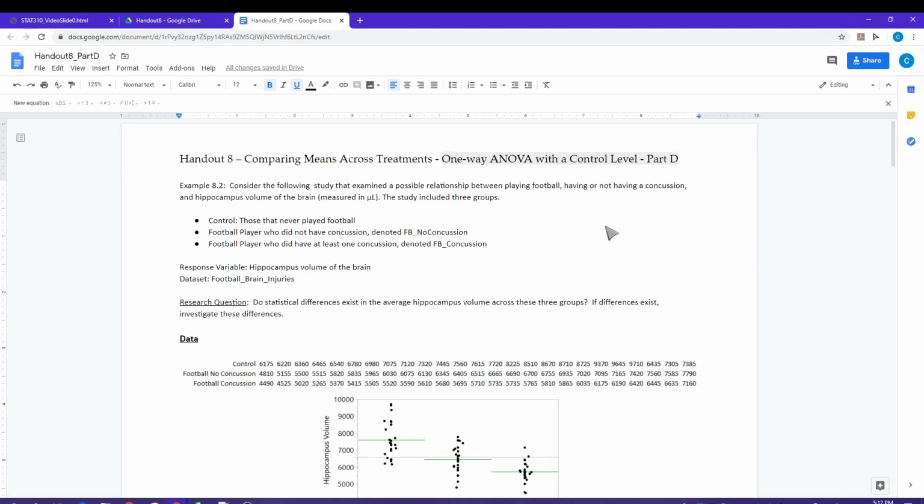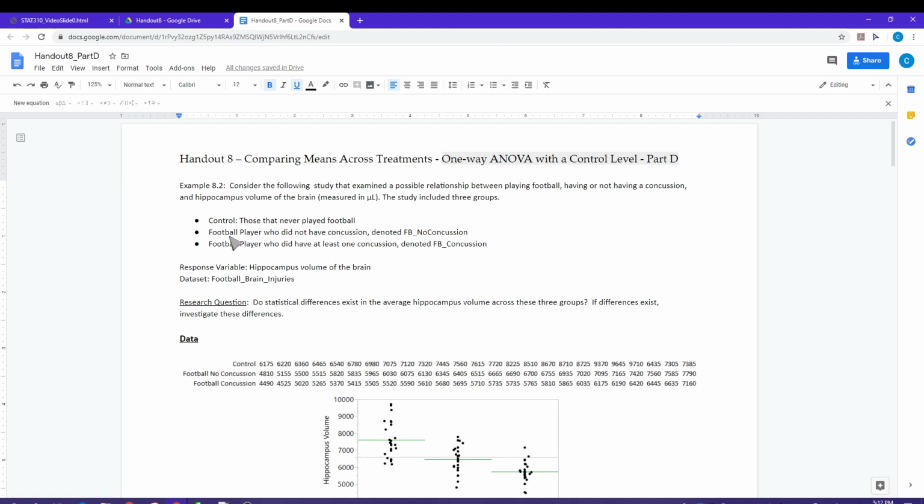This study examined a possible relationship between playing football and then having a concussion or not, and the hippocampus volume of the brain. So we have three groups for this. We have the control group, and those are going to be individuals that never played football. That's what's unique about Part D here, is that we will have a control level or a control treatment. So when we do our multiple comparisons, we're going to do things slightly differently.